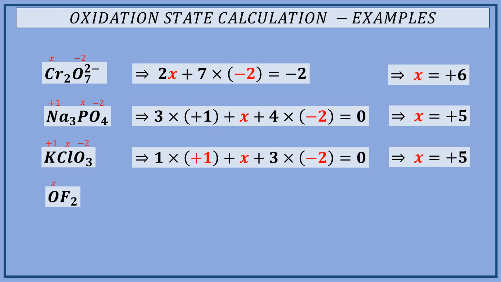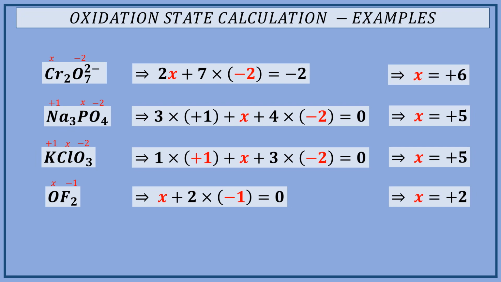So we will write it as X, which we have to find out, and the oxidation state of fluorine is -1 all the time. So the equation is simple. X plus 2 times -1 will be equal to 0, and on solving for X we will get the oxidation state as +2. So please remember, the oxidation state of oxygen may be positive if it is combined with another, more electronegative element, which is fluorine.